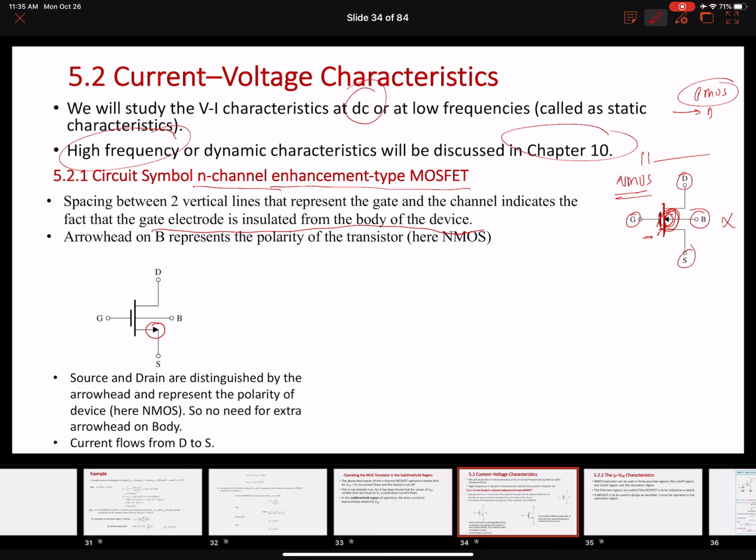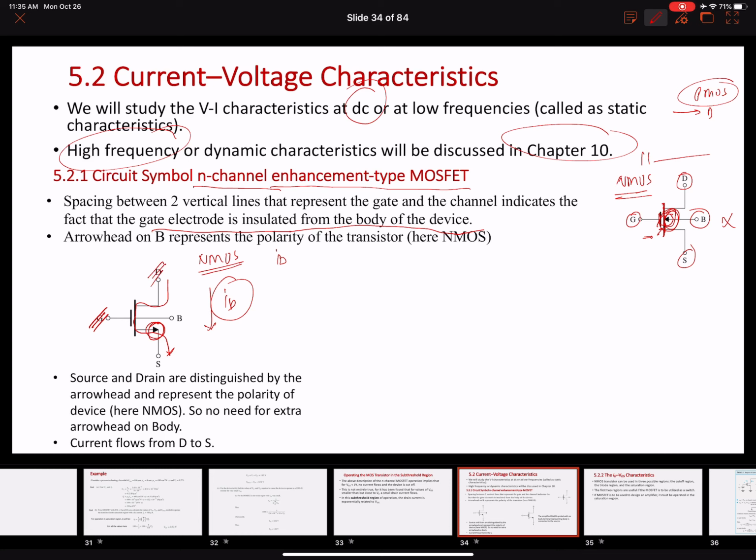So always remember that we will put an arrow on the source terminal, and the direction of the arrow represents the direction of the current flow. For an NMOS, we saw that the drain current flows from the drain to the source, right? So the drain current is flowing something like this. So this is a drain current. So drain current is flowing from the drain to the source. That is why this arrow is outward. So this outward arrow means that this is an NMOS.